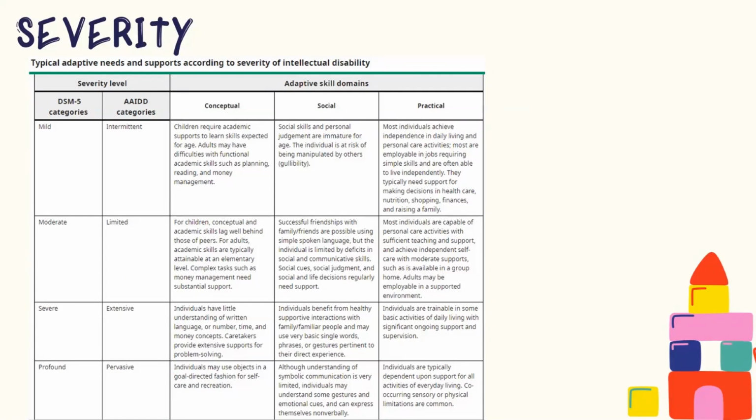And the more severe it is, the less sentence structure they will be able to use. So maybe in moderate, they will be able to use very simple sentences. In severe, they can only use very basic single words. And in profound, they cannot communicate by words, but usually express themselves non-verbally. So lastly, practical. Practical is on how well they're able to live their daily life. For mild, they usually can go to work by themselves, but they might need some support.